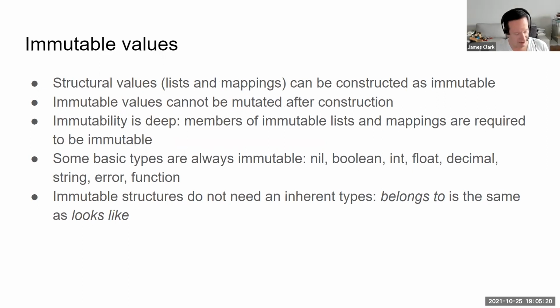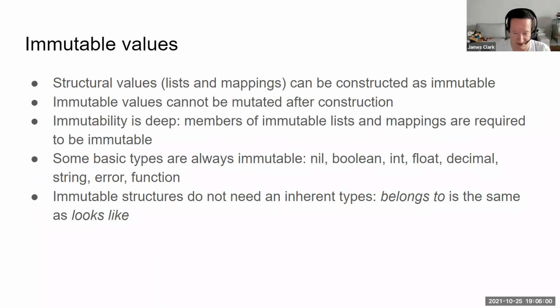So as always in Ballerina, you start with a value and then go on to the type. The foundation of having the read-only type is to have values that can be immutable. So structural values, that's lists and mappings, can be constructed as immutable. So what does immutable mean? It means once you've constructed it, it cannot be mutated. You can't change it. And a key feature of our immutability is that it's deep. So if you have an immutable list or an immutable mapping, then all of its members also have to be immutable.